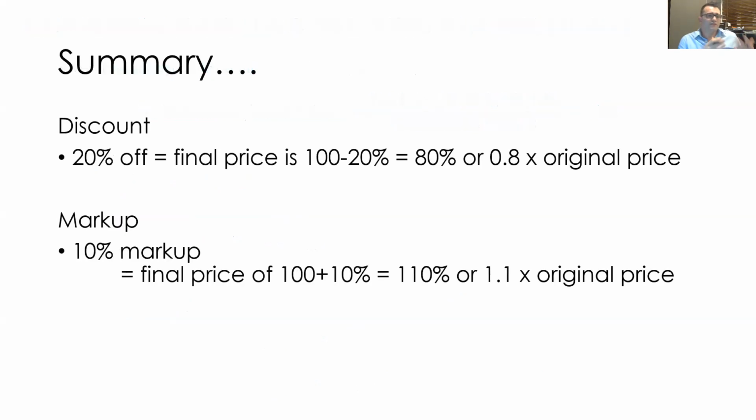So in summary, if we have a discount, the discount is off the final price. So a 20% off is the final price, is 100% minus the 20%, so 80%, so 0.8 by the original price. And a markup is the final price based on the initial purchase price. So we're adding 10%, so it's 110%, which is 1.1 times the original price.